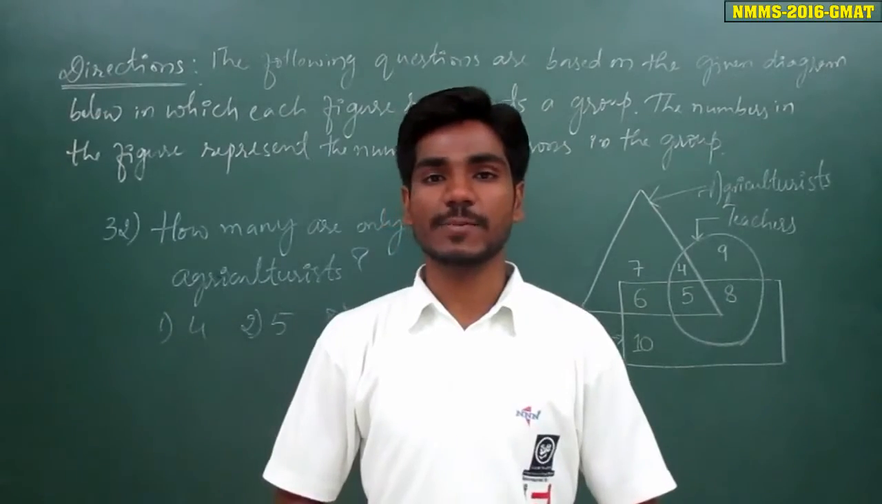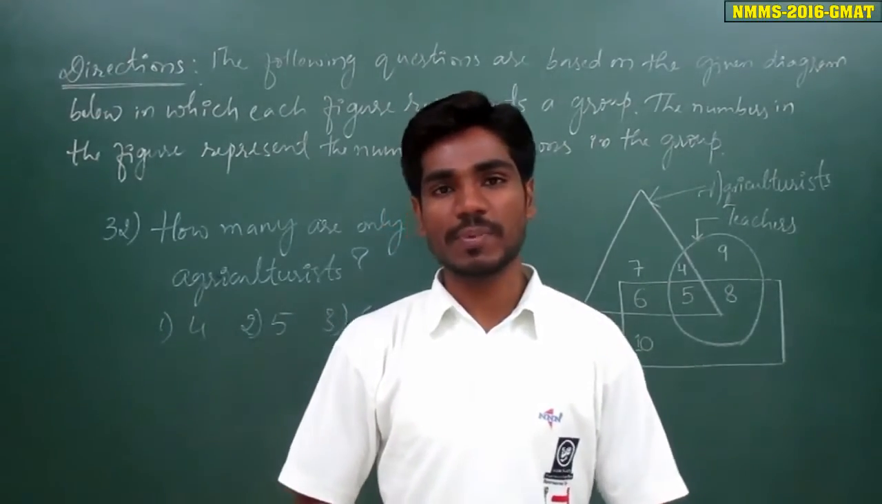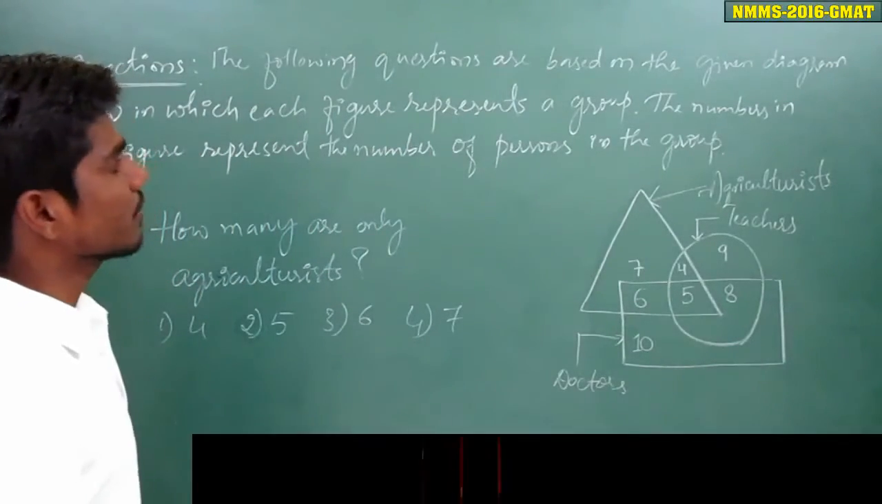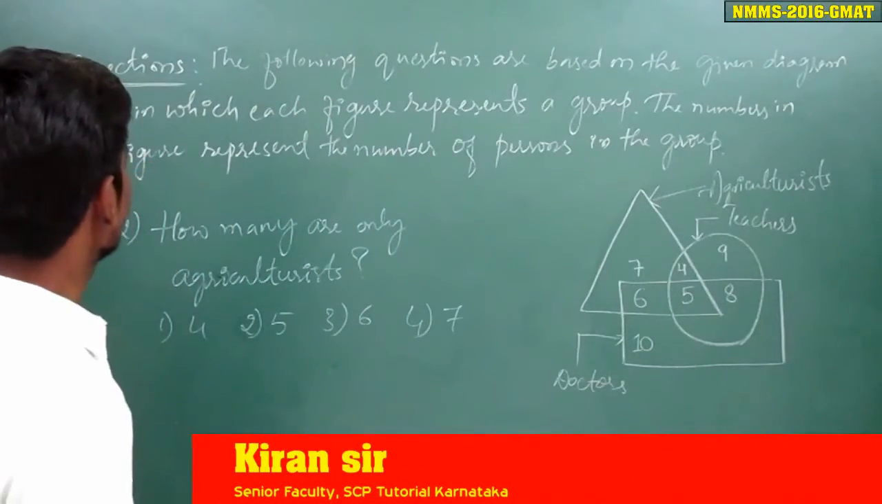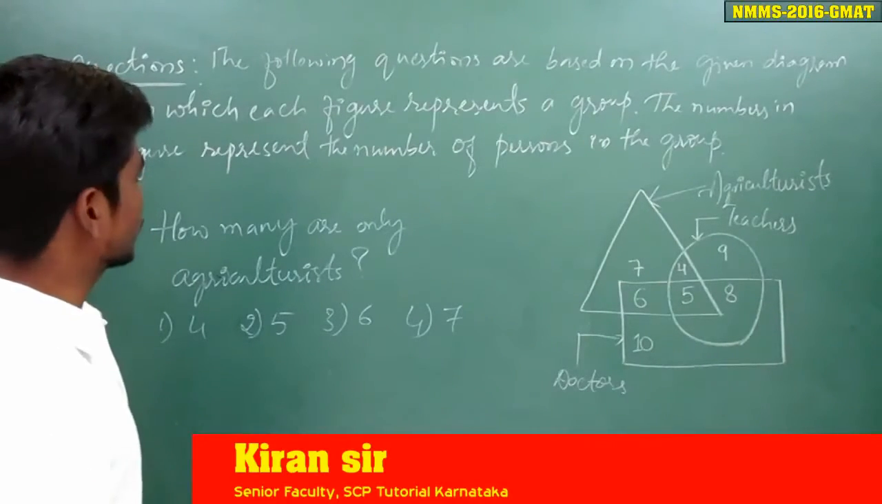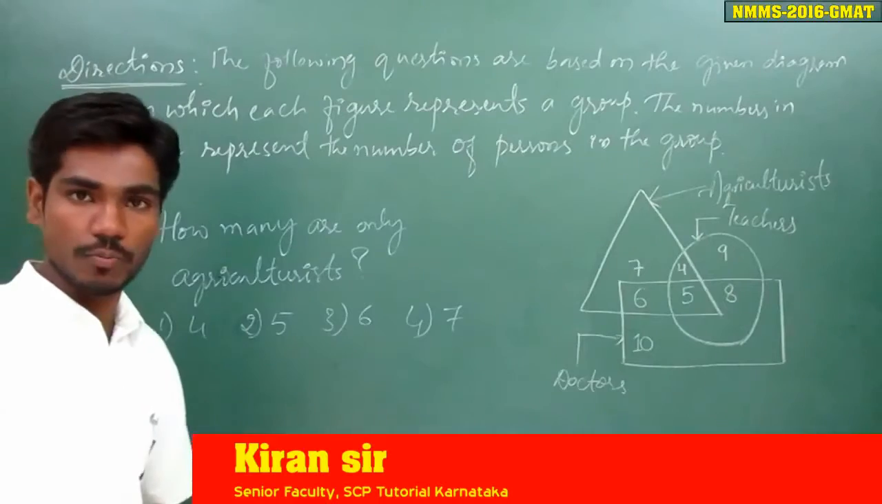Well friends, here is the next problem. Before going to the problem, let me see the given direction. The given direction is, the following questions are based on the given diagram below, in which each figure represents a group. The numbers in the figure represent the numbers of the persons in the group.